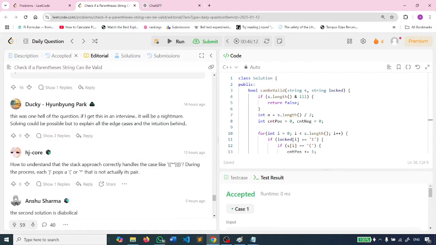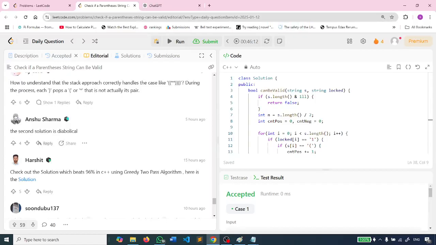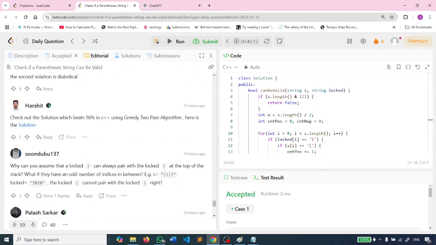How to understand that the stack approach handles cases like these? My simple and honest advice: don't try to understand that solution. I don't know what it is. I am pretty sure, see, this is saying the second solution is diabolical. Check out the solution which beats in using greedy two pass algorithm. Man, I really hate it when people use such big words. Greedy two pass algorithm.